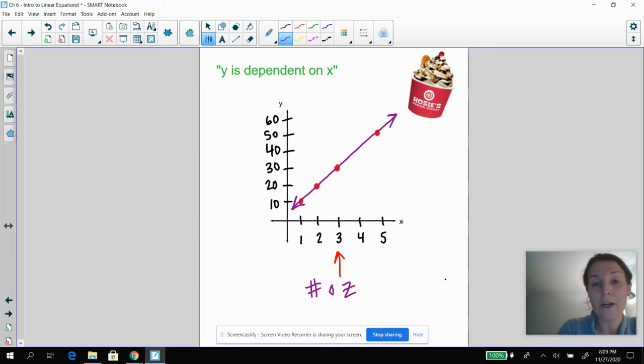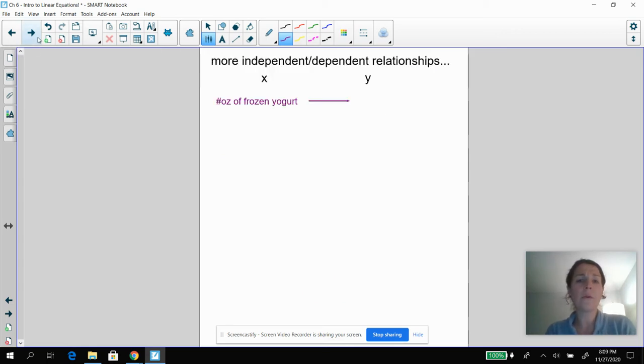That is my X variable, and my Y variable is the amount of money that I spent. So if you look here, there is a positive relationship between these. As the number of ounces goes up, the amount of money that I spent goes up as well. So there are sort of other relationships, right? Other more independent and dependent relationships that we've talked about before. So in this case, we've got the number of ounces of frozen yogurt and the amount of money that I spent.